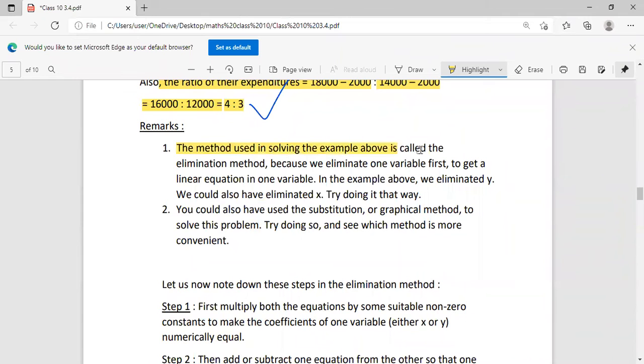The method used in solving the example above is called the elimination method. You know why we are calling it an elimination method? Because we eliminate one variable first, either it be x variable or it be y. Whatever be the variable, we are eliminating one variable at first. And what is our aim? From that, to get a linear equation in one variable.